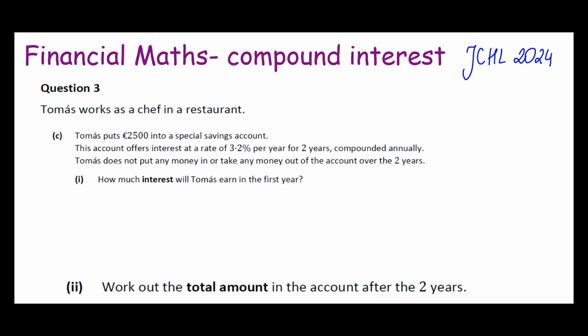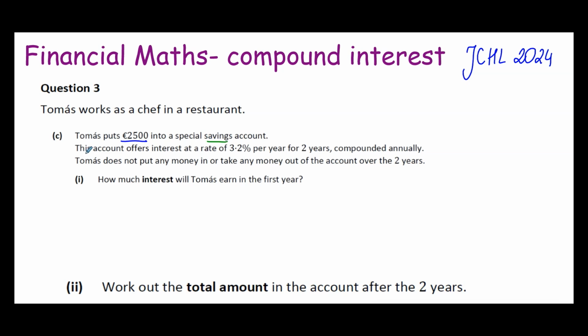So in this question, we've been reading about Thomas. We were looking at how much he's earning per hour, therefore how much money he is making. Then we were taxing his wage. And now we are moving to the third part of that question, when we are talking about Thomas putting money into a special savings account. Because he earned, he doesn't spend everything, he can save some part.